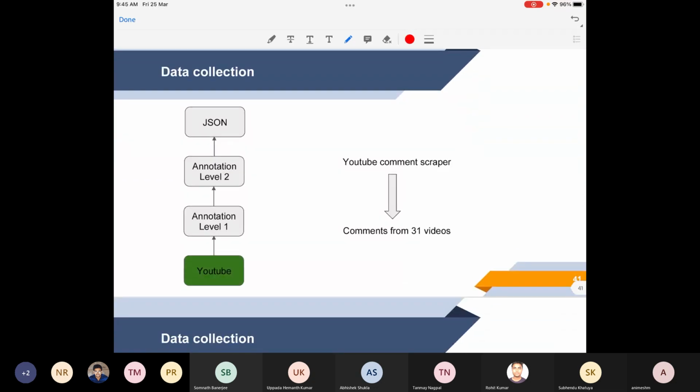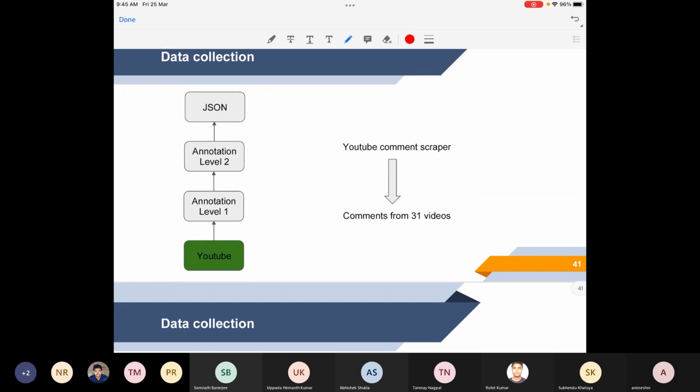It's not advisable. We used some standard techniques. By scraping the YouTube comments, we got JSON files, and then we did two levels of annotation. In the first level, we asked the annotators whether a comment is a counter speech or not. And in the second, we asked them what category of counter speech it is.